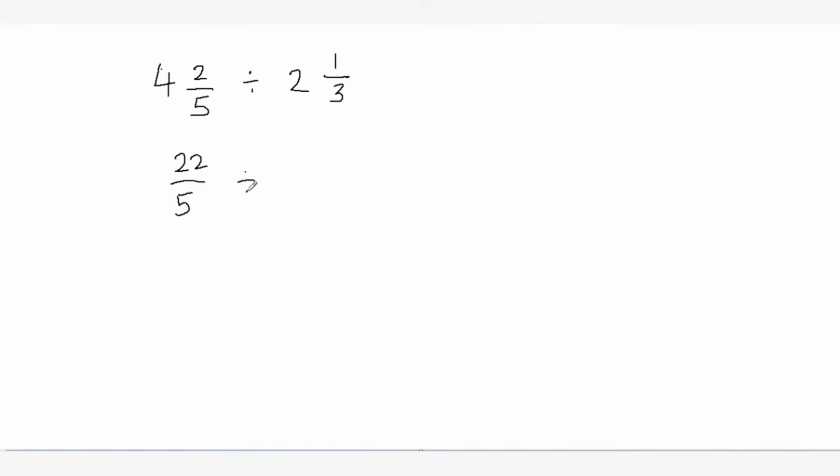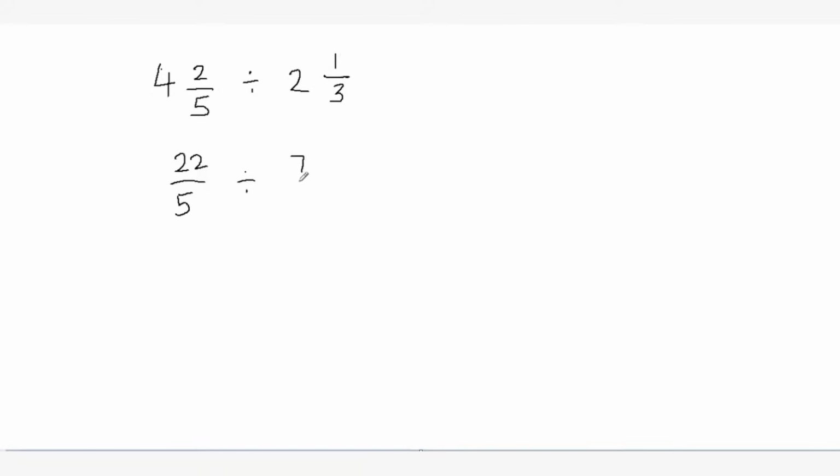Then we put the division sign in between. And then we're going to convert this mixed fraction into an improper fraction. So we're going to multiply the whole part with the denominator. So 2 times 3 gives me 6. And then whatever we get, we add it to the numerator. So 6 plus 1 will give me 7.